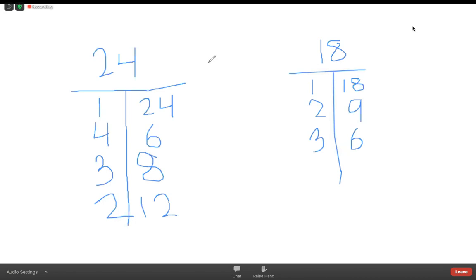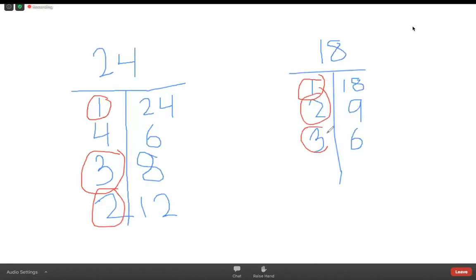So now let's talk about common factors. Are there any common factors between 24 and 18? 1, 2, and 3. Good. Let me use a different color for this. Okay, I'm just going to circle. So 1, 2, 3. What else?